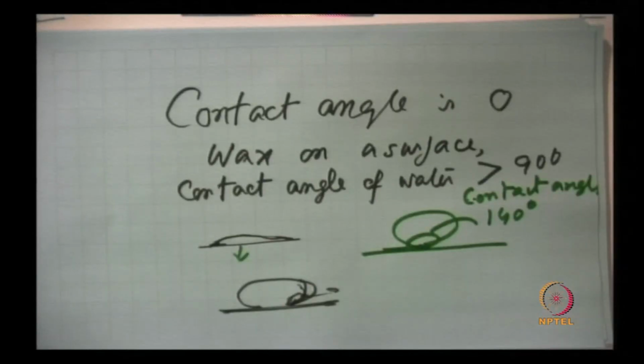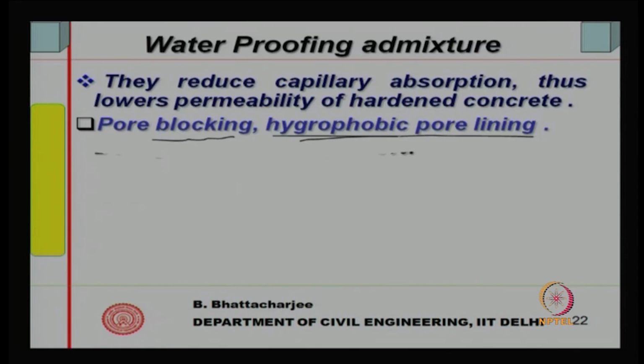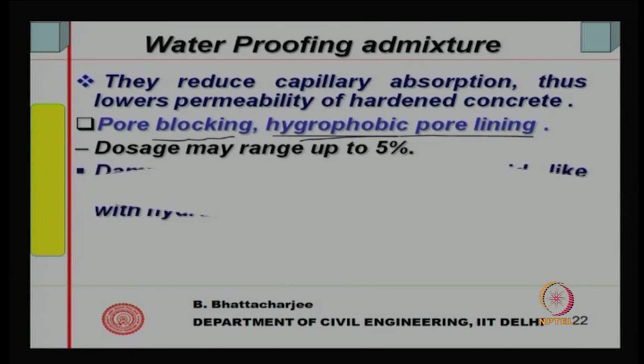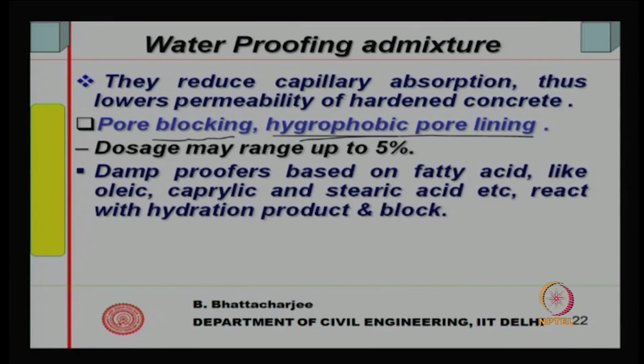So, this hydrophobic pore lining uses this principle. Pore blocking is simply blocking the pore. Dosage may range up to 5%. These damp proofers are based on fatty acids, oleic, caprylic, stearic acid, etc., which react with the hydration product and block. That means pore blocking products will react with the substrate, mainly the calcium hydroxide, and produce CSH-like product which can block the pore.